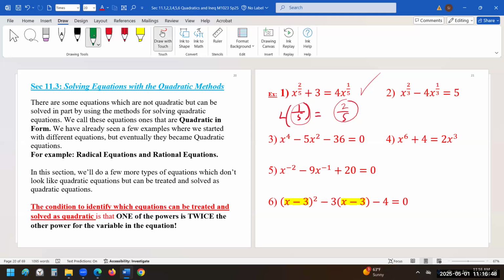Look at the next one. The two powers are 1/3 and 2/3. So if you multiply 1/3 by 2, what do you get?